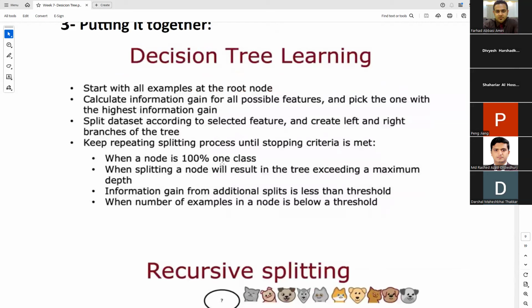When a node is 100% one class, when splitting a node will result in the tree exceeding the maximum depth, when information gain from additional splits is less than a threshold, or when the number of examples in a node is below a threshold. Just a few animals exist, so I think it's time to stop the decision tree at that depth.